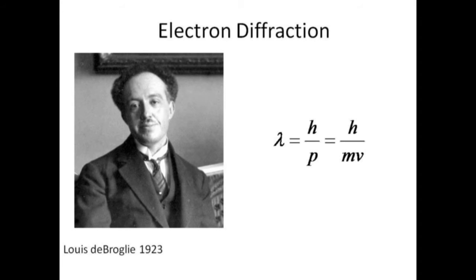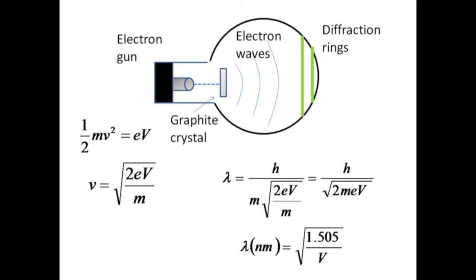In 1923, Louis de Broglie hypothesized that electrons travel as waves with a wavelength given by h divided by momentum. In this experiment, an electron beam will be aimed at a graphite crystal, which will act as a diffraction grating for the electron beam. The diffraction will appear as circular rings of interference maxima on a fluorescent screen. The speed of the electrons in the beam is determined by the accelerating voltage, V, on the electron gun. We find that the de Broglie wavelength of the electrons in nanometers is just the square root of 1.505 over V. Measure the accelerating voltage to give the wavelength of the electrons.